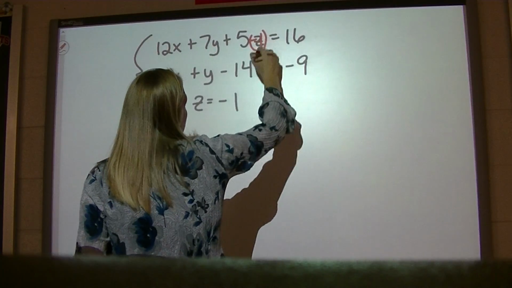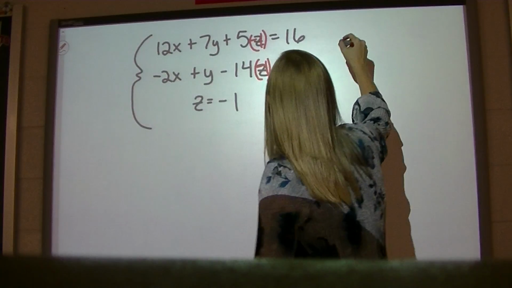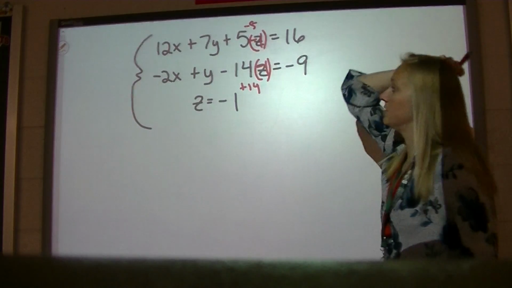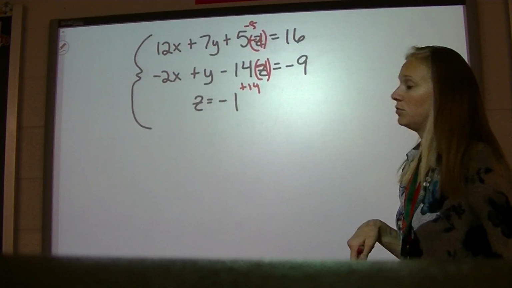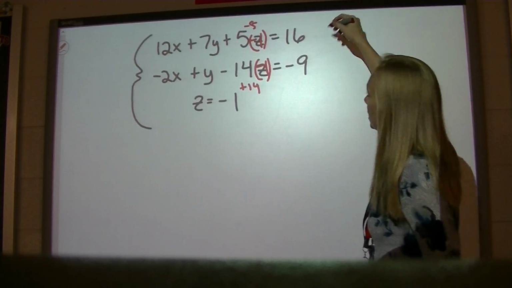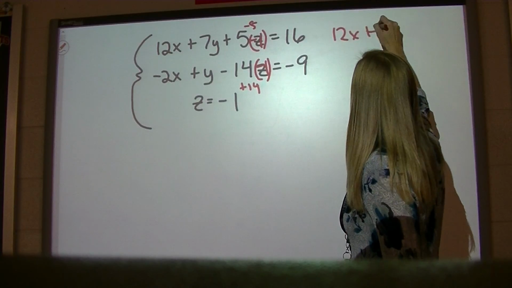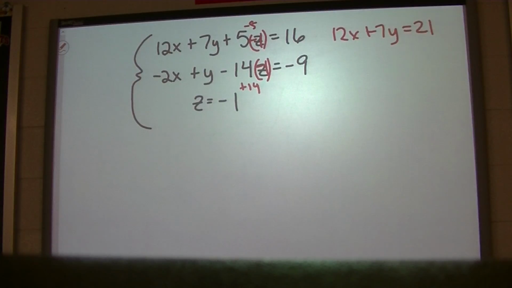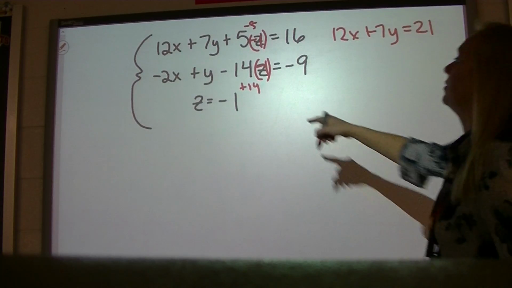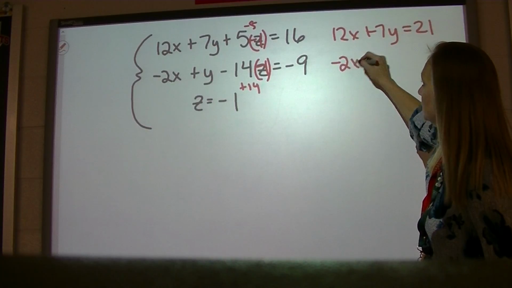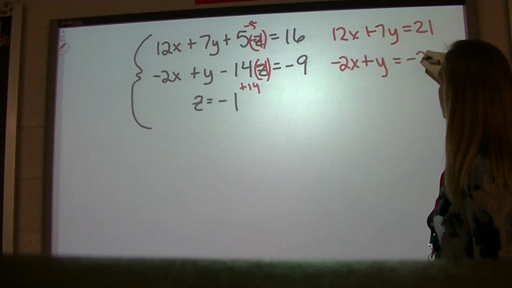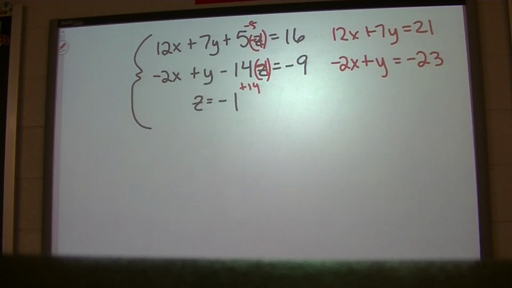So substituting -1 in here, that will turn into -5, and this will turn into +14, because 5 times -1 is -5, and -14 times -1 is +14. Okay, so then I'm going to rewrite it as 12x plus 7y, and then I would add 5 to both sides, getting 21. And then here I would subtract 14 from both sides, and that would give me -23. Okay, so now if you notice, you actually have a system of 2 variable equations.